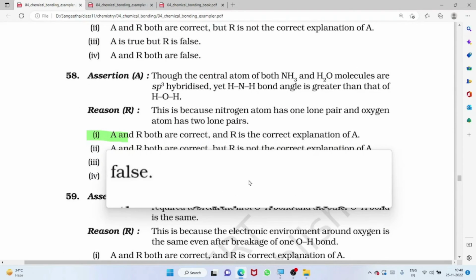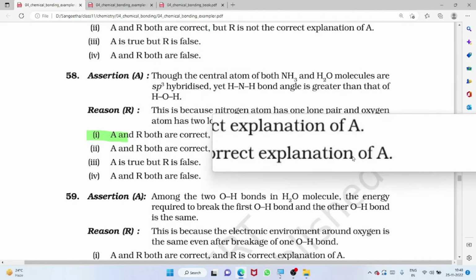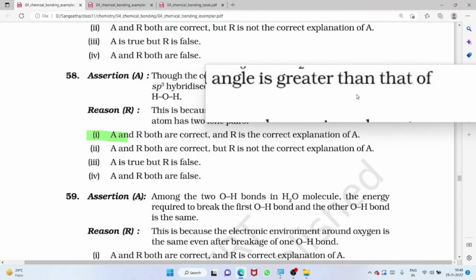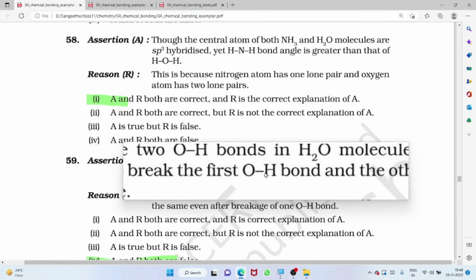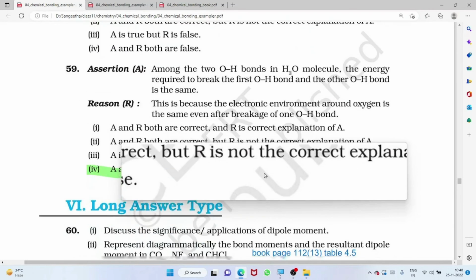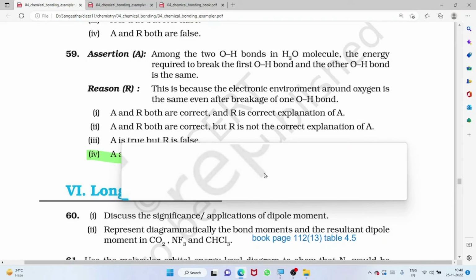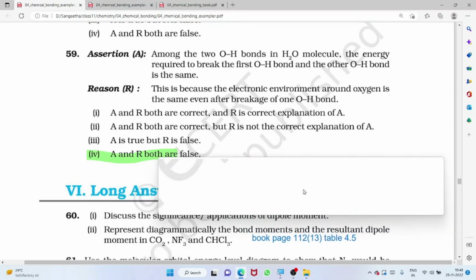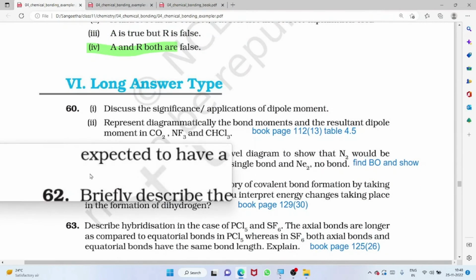Though the central atom in NH3 and H2O molecules is sp3 hybridized, yet the H-N-H bond angle is greater than that of H-O-H. This is because the nitrogen atom has one lone pair and the oxygen atom has two lone pairs. More lone pairs, more distortion. Among the two OH bonds in the H2O molecule, the energy required to break the first OH bond and the other is the same? No, this is not correct, because if you break one bond, the structure will change and the energy will be different. So both are false.